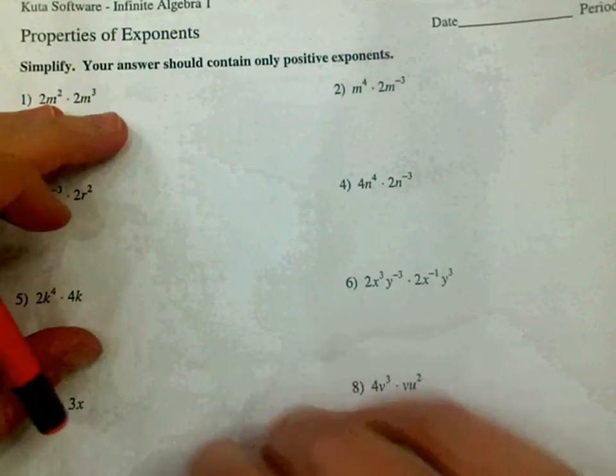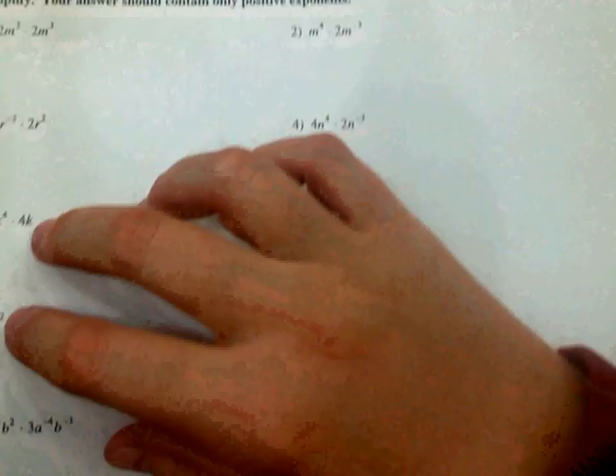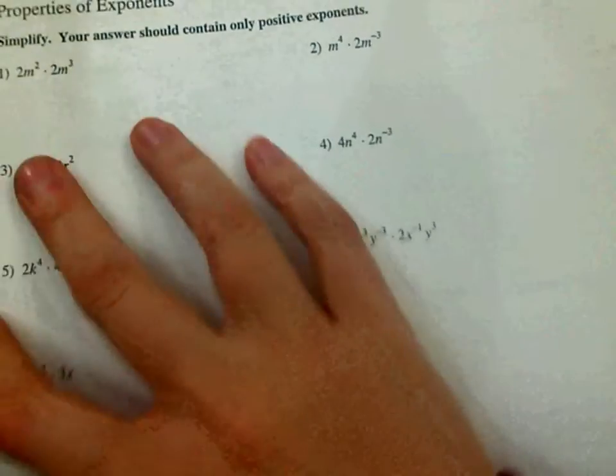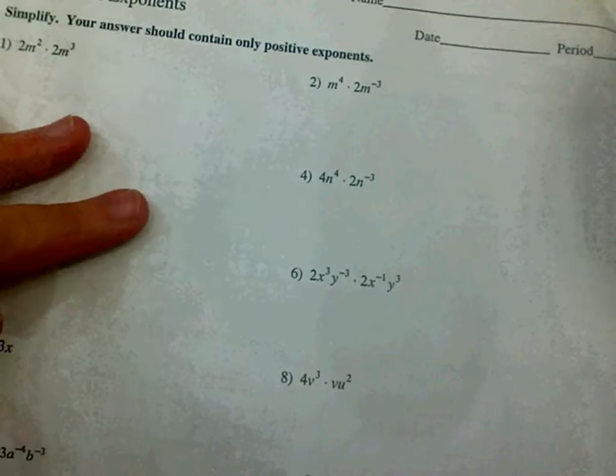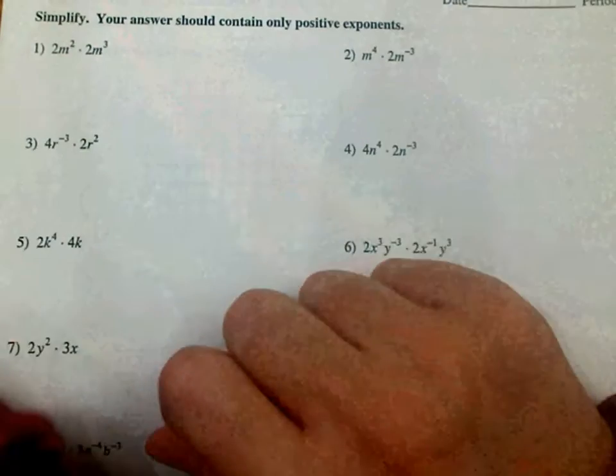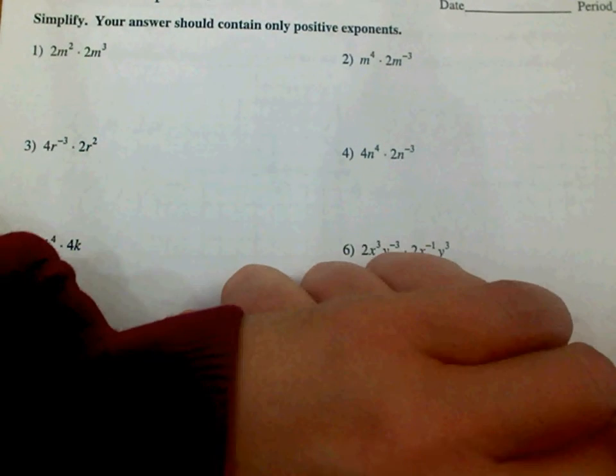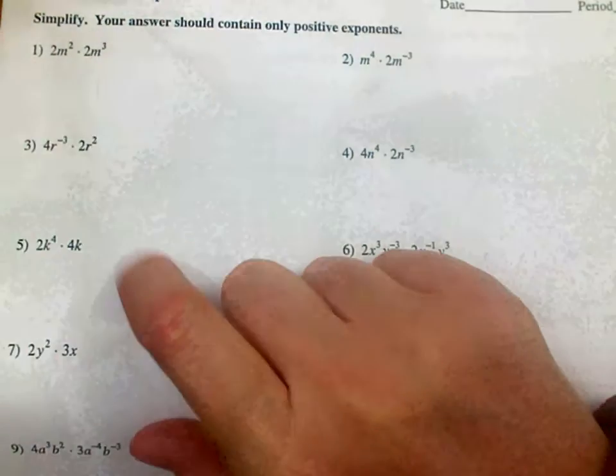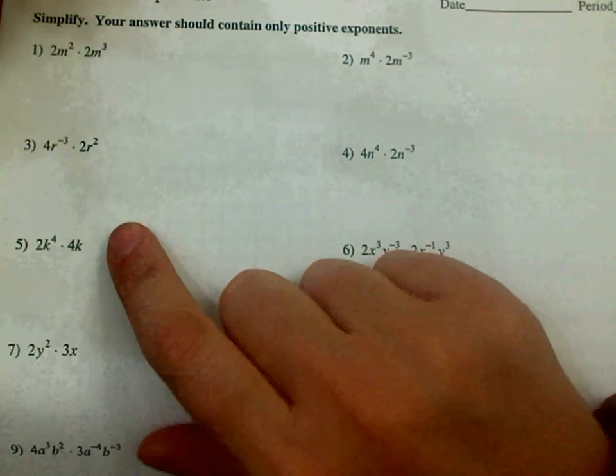And I think we should have enough room to do most of these on the paper, unless you write super big. Okay, these rules say, simplify. Your answer should contain only positive exponents. So we have to be careful with that. All right, let's go ahead and look at number 1.